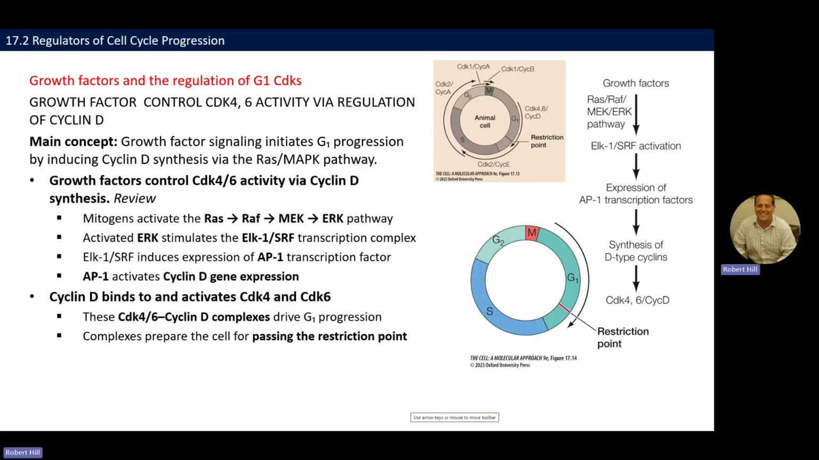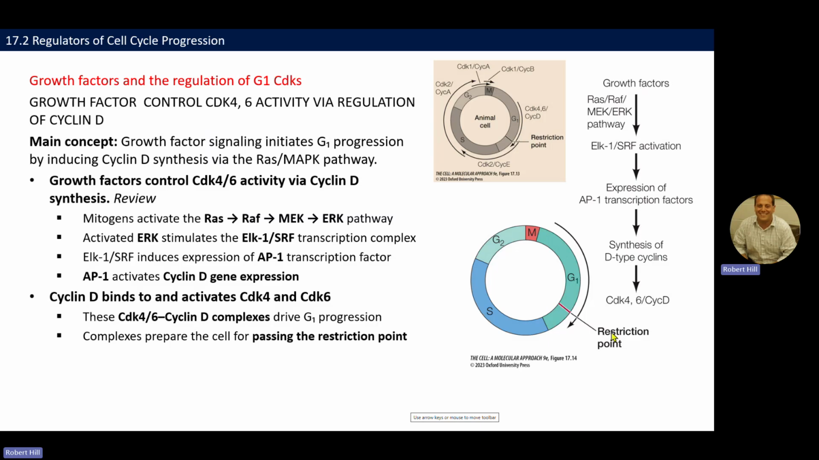When mitogenic signals activate the RAS, RAF, MEK, ERK pathway, ERK moves into the nucleus and activates the ELK1 serum response factor transcription complex. We talked about that in the last chapter. That ultimately drives transcription of D-type cyclins. That's one of the consequences of activating that pathway. Cyclin D then binds to CDK4 and CDK6, forming active complexes that begin phosphorylating cell cycle substrates. These events are preparing the cell to cross the restriction point.